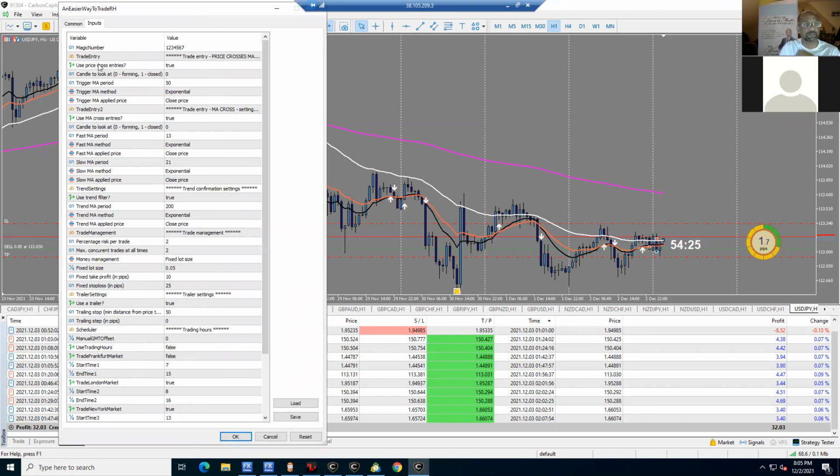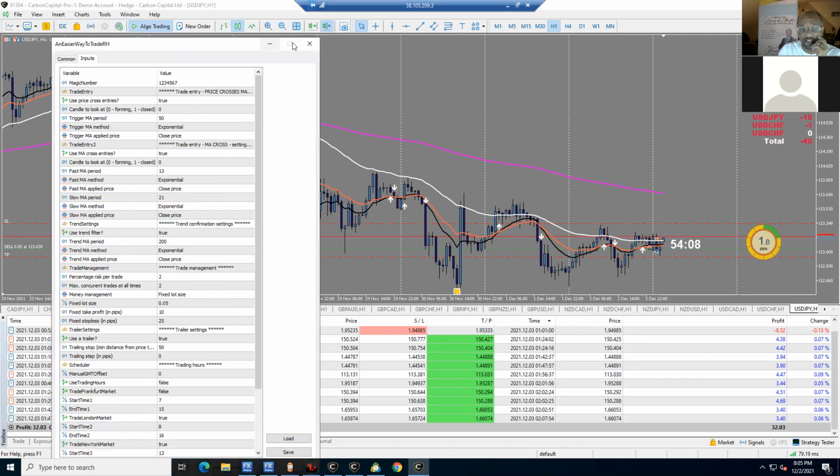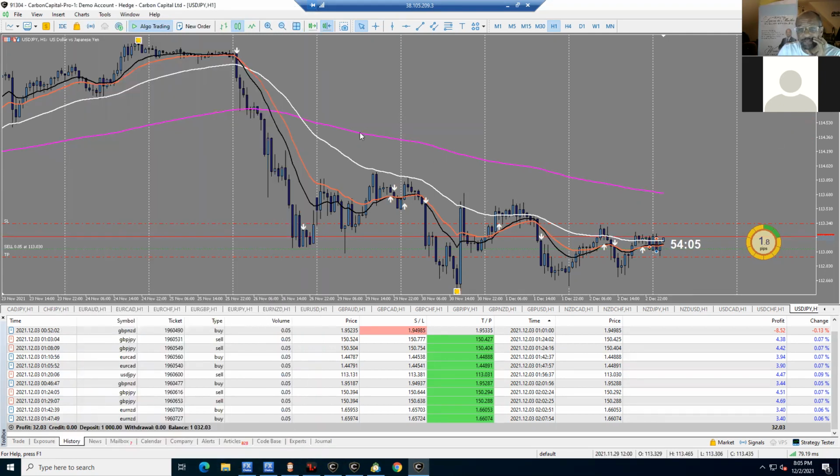It uses price cross entries, or it uses MA cross entries. But then we have the trend filter, and let me explain to y'all what this is. Price cross entries and then MA cross entries. I wanted both of these to let people decide what they wanted to do. Price cross means whenever price crosses your MA, it takes that trade.